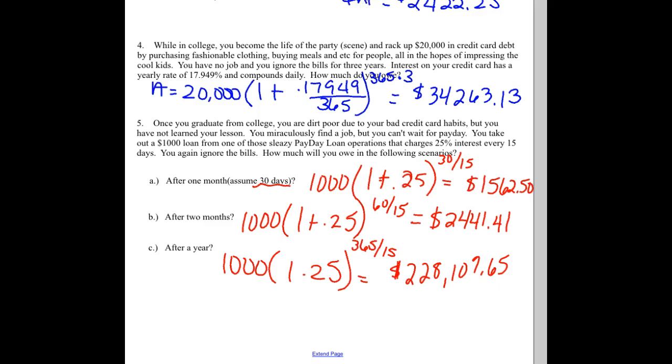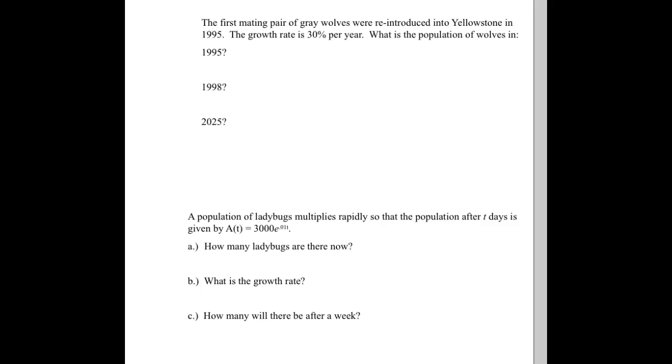All right, so just to review why this one was a little different. It didn't say the 25% was an annual percent rate. Does that make sense? It just said every 15 days you have a 25% interest. Does that make sense? So we weren't dividing it by n in this case. Okay. All right. We have two more questions to look at dealing with population instead of money.